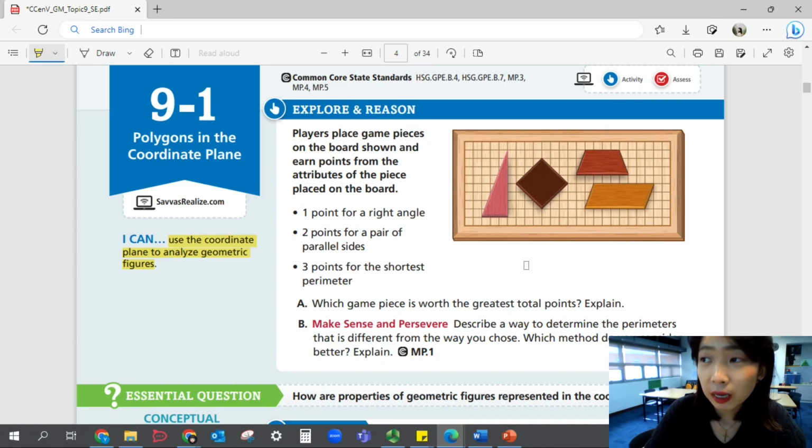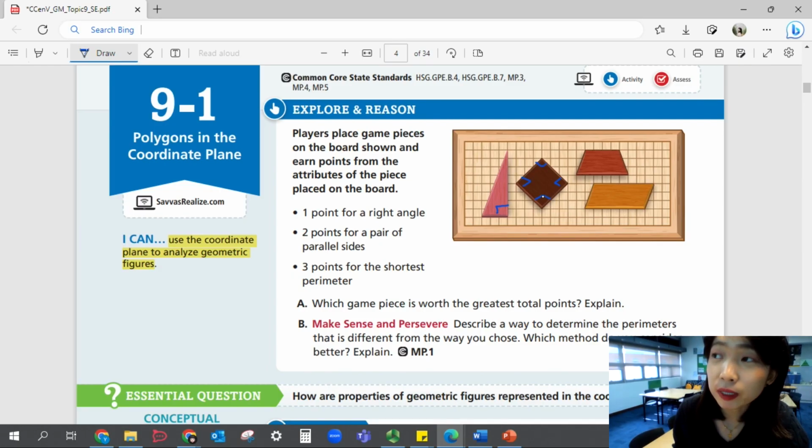Part A, which game piece is worth the greatest total points? So you're looking at the pieces one by one and seeing how many points total they would have in one figure. You want to check the right angles. The triangle has a right angle here, right? So that's 1 point. The square has 4 right angles, so that's 4 points. The other 2 shapes have no right angles.